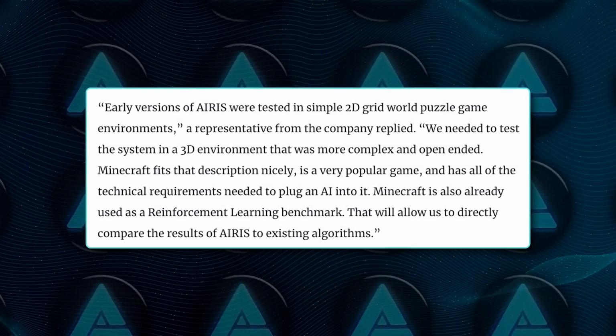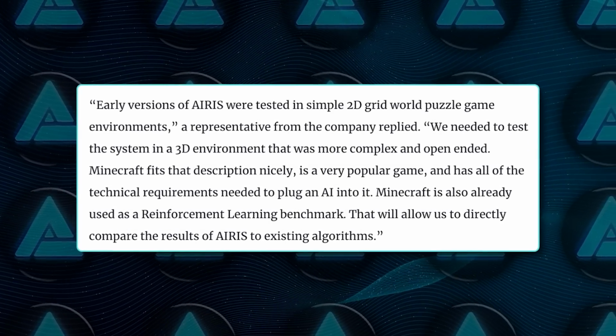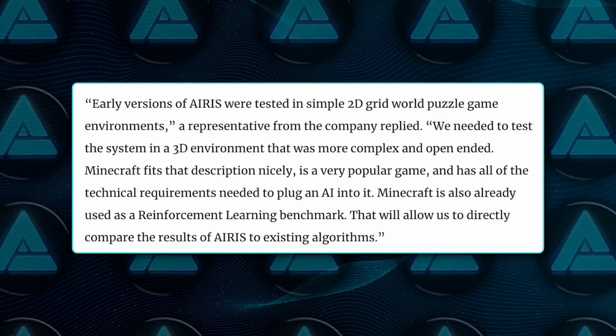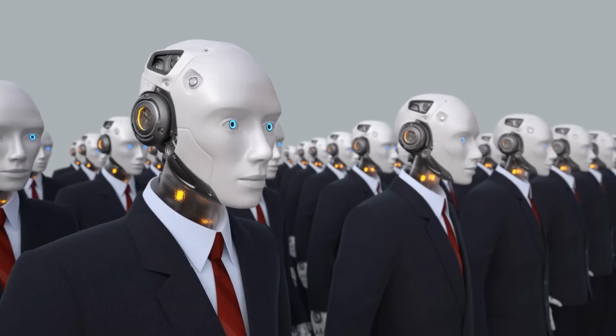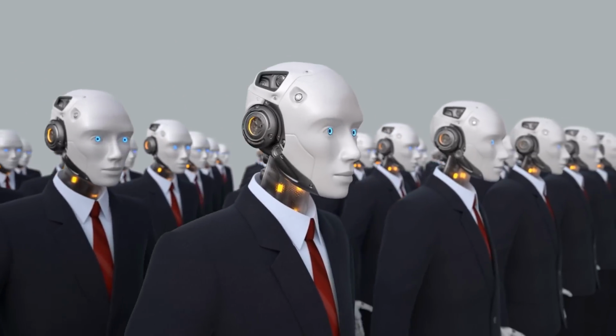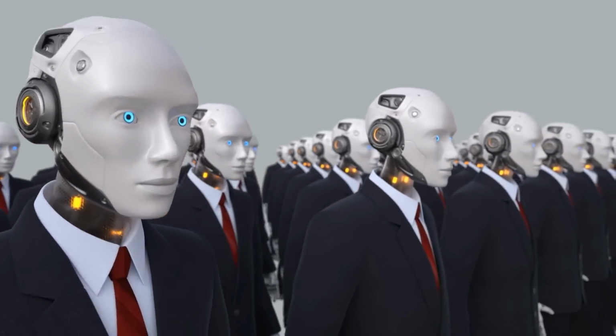ASI Alliance envisions a future where AIRIS could become a fully autonomous entity in multi-agent scenarios, meaning it could collaborate with other AIs on tasks, kind of like how humans work together. Imagine multiple AIRIS-like AIs coordinating in an environment, sharing information, and working as a team to solve bigger challenges.